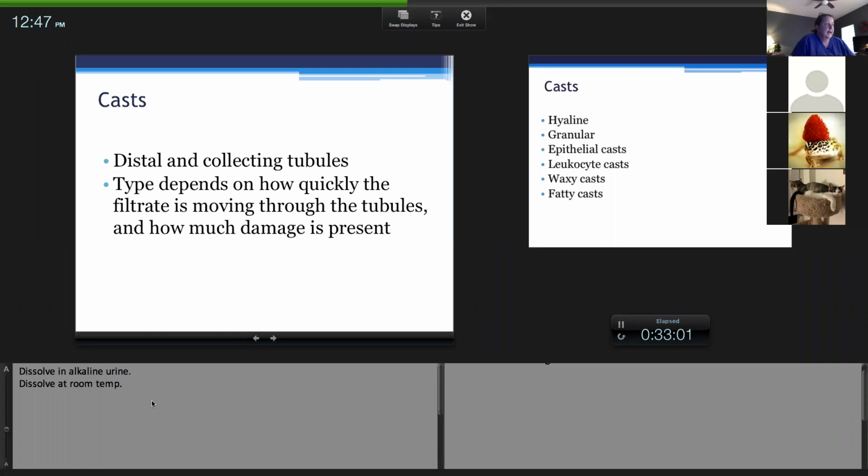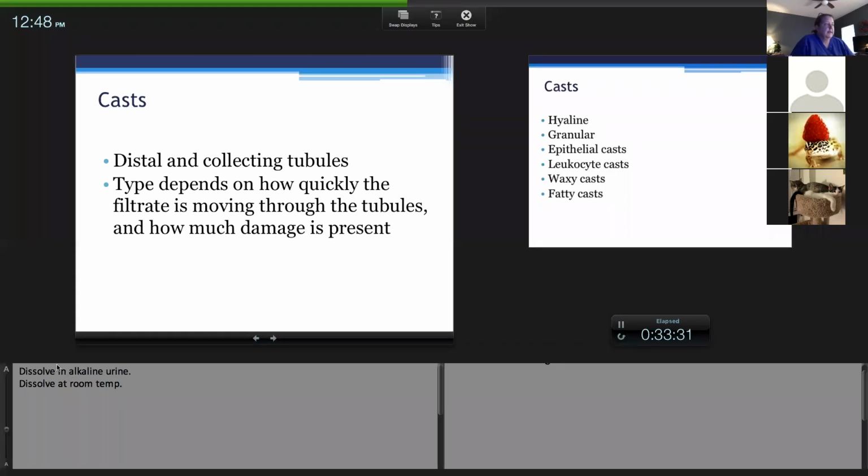Now, what kind of cast you get also depends on how long the filtrate is spending in the tubules. That is the rate of urine production: how often is the animal urinating? Does the animal have high blood pressure, which could cause pressure in the nephron? So I'd want to know, are we worried about high blood pressure? And how much damage is present? So let's look at the time.